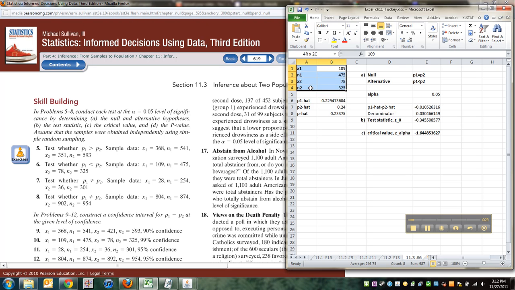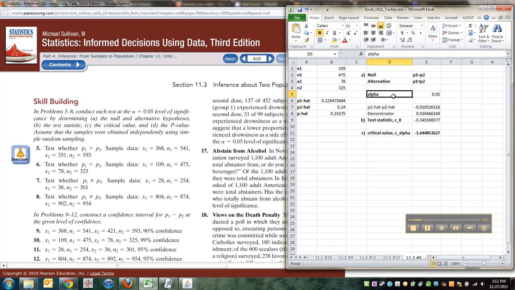Now you can see I've typed information in right here. They gave us x1, n1, x2, and n2, so I wrote them up. And they also asked us to state the null and alternative hypotheses, right? But they gave us the alternative right here, p1 less than p2, so I just wrote that up. So my null is that p1 equals p2, my alternative is that p1 is less than p2. And these are, of course, independent samples. They tell us right there, these are independent samples.